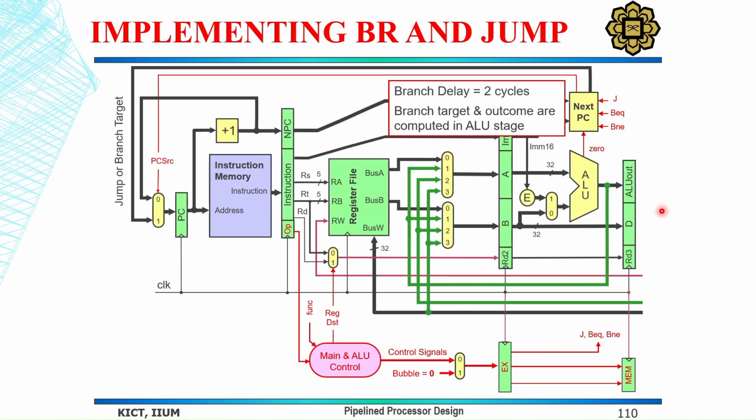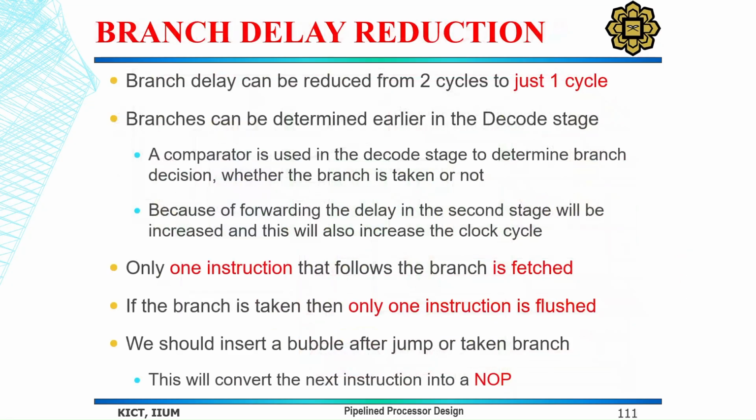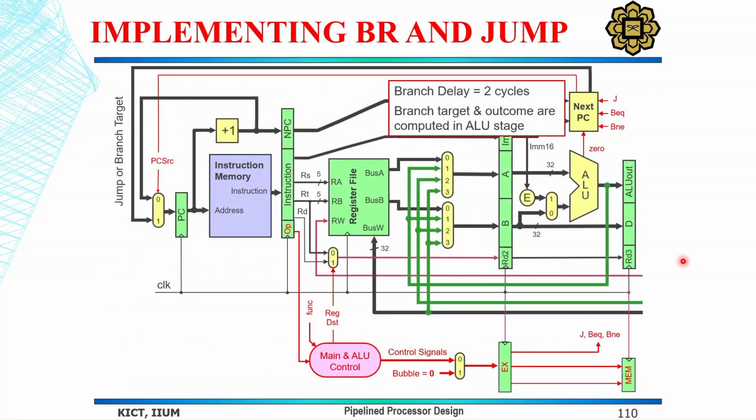Okay, so here it adds the branch delays for those two cycles, and branch target and outcomes are computed in the ALU stage, as we have seen in the earlier slides.